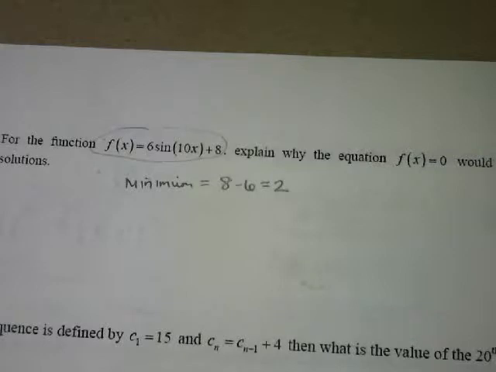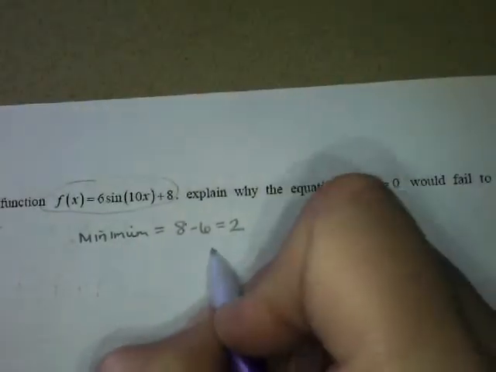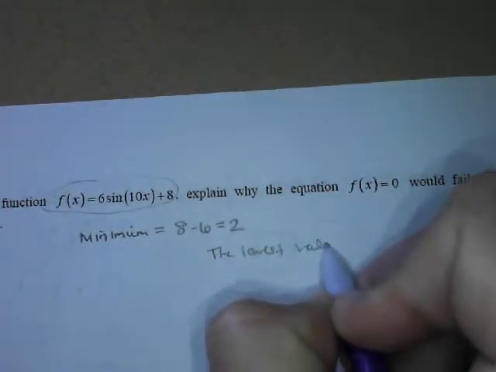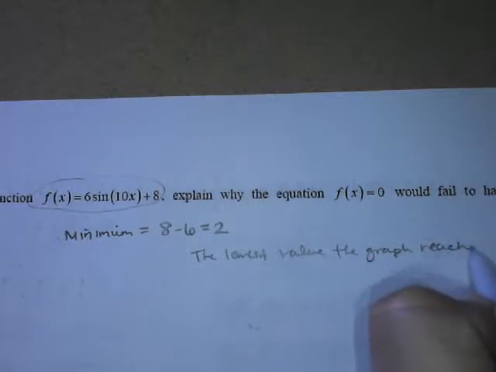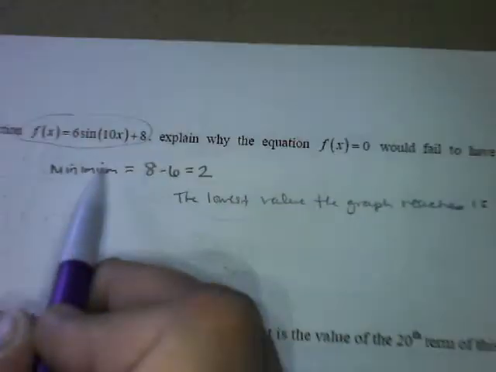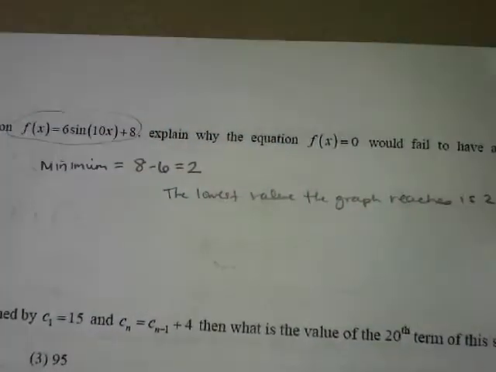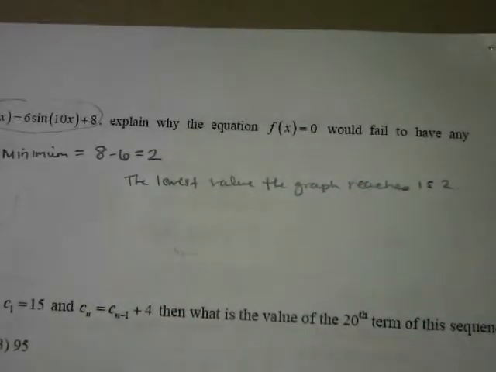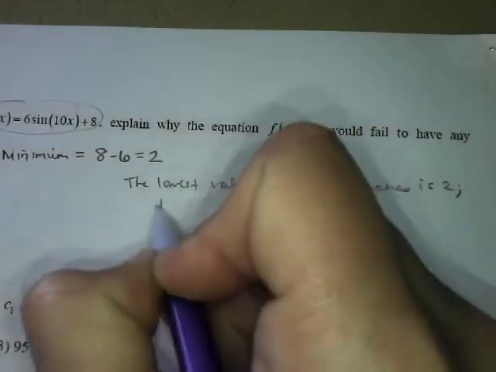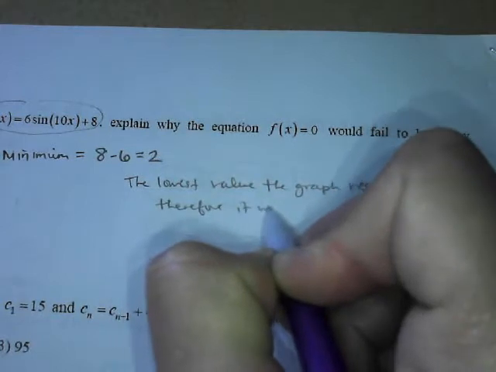And then your explanation can just be the lowest point that this graph ever reaches is 2. Therefore, it will never equal 0. That makes sense? So the lowest value the graph reaches is 2, and a little bit of that is justification. Like, we didn't write that in sentence form, but our sentence is coming here. We know that, right? Explain means at least write one sentence. Justify, you can get away with just showing work. So the lowest value the graph reaches is 2. Therefore, it will never equal 0.